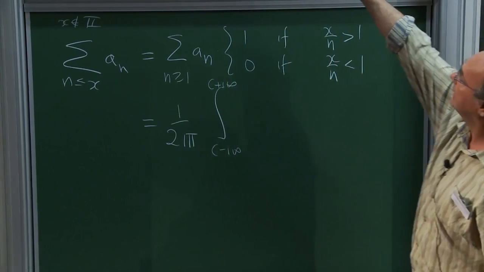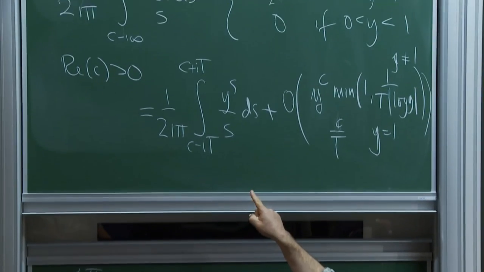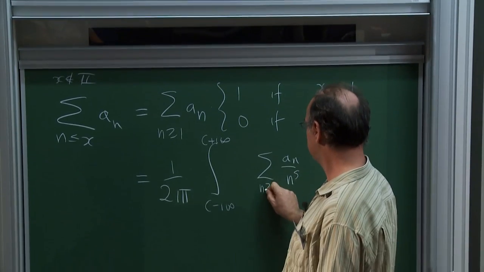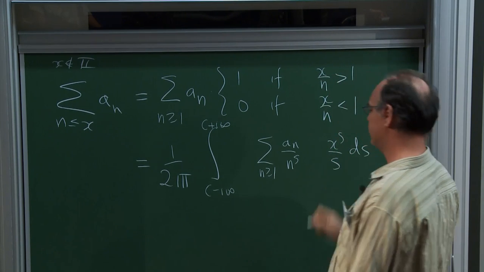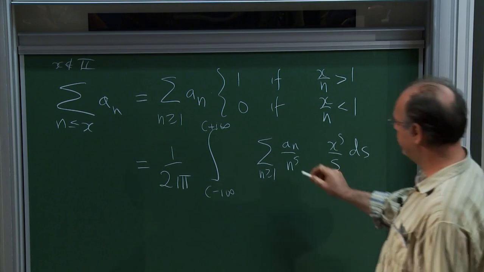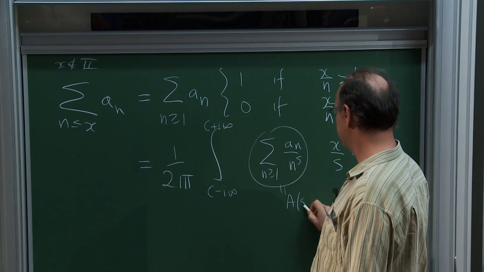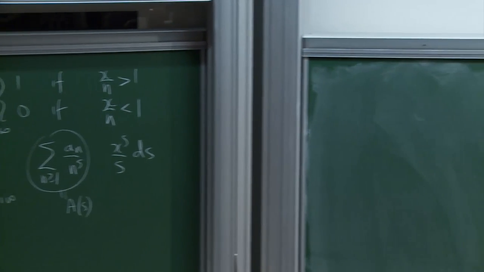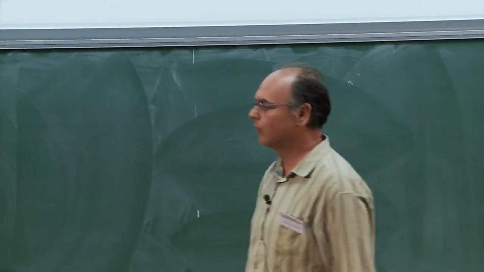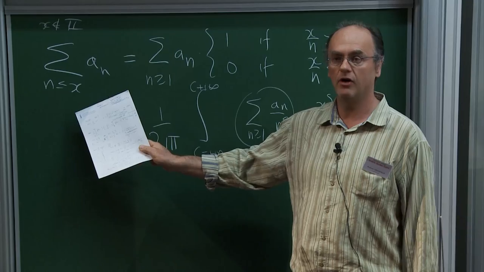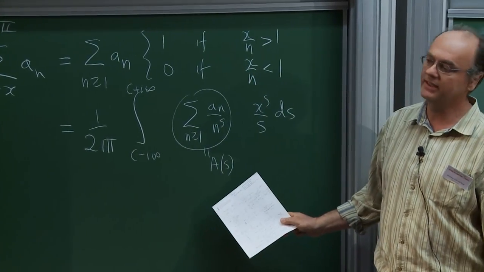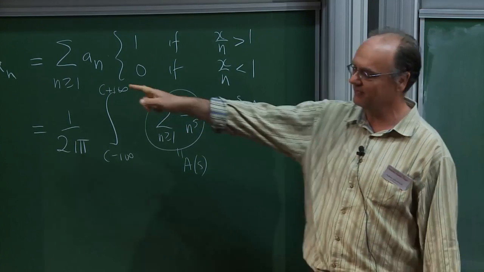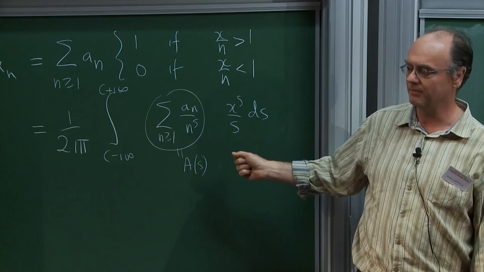So I've got a_n, and I plug in for here y equals x over n, so it's x to the s over n to the s. So the part that's sort of interesting that varies with n is this, and the rest is x to the s over s. Okay, and so we'll just call this thing A(s), and so this is the application of this formula that is most useful in number theory. So in order to understand the sum of something arithmetic, say up to x, all we need to do is understand the integral of a Dirichlet series times something on an infinite line. So you could argue we've taken a nice finite discrete combinatorial problem, made it into a hard analysis problem, but sometimes that's useful.